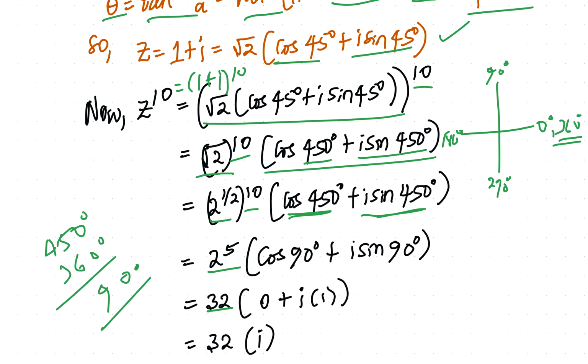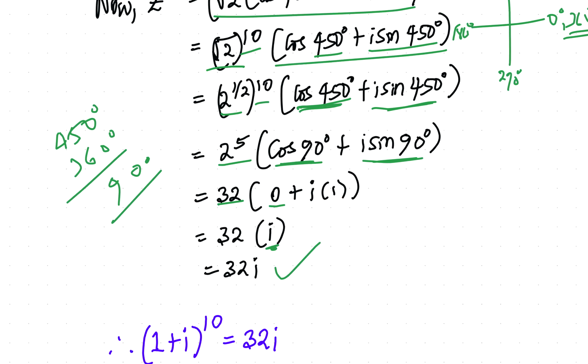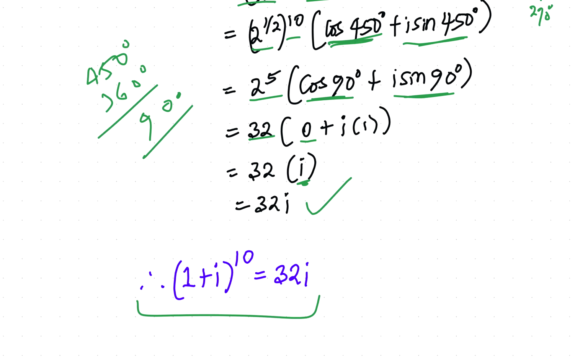So cos 450 degrees plus i sin 450 degrees is the same thing as cos 90 degrees plus i sin 90 degrees. Cos 90 degrees is just 0, and sin 90 degrees is 1. So you have here 0 plus i times 1, and i times 1 is i. Then z raised to power 10 is simply 32i. Therefore, (1 + i) raised to power 10 is simply the same thing as 32i.